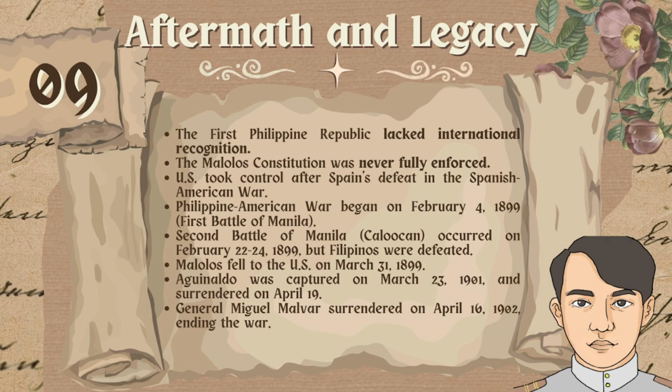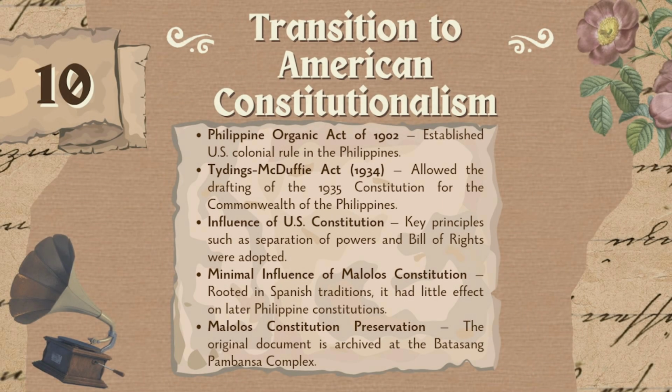Although the U.S. controlled the Philippines, Filipinos continued to struggle and finally gained independence in 1946. This war symbolizes the Filipino people's bravery and determination to achieve freedom. The transition to American constitutionalism. After the war, the United States created laws to govern the Philippines, starting with the Philippine Organic Act of 1902.